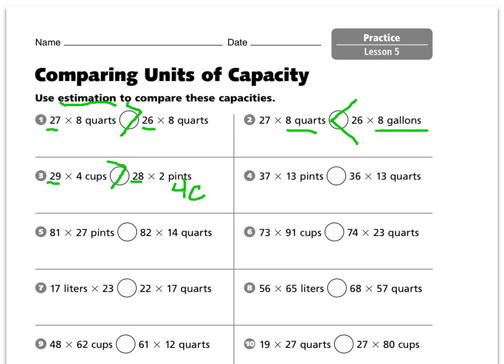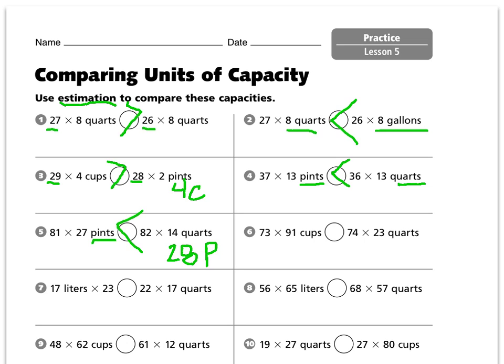You have 37 times 13 pints and 36 times 13 quarts. Quarts is going to be greater. 81 times 27 pints, and then you have 82 times 14 quarts. You know that 14 quarts would just be doubled to equal pints, which would be 28 pints, and so 82 times 28 pints would be greater.